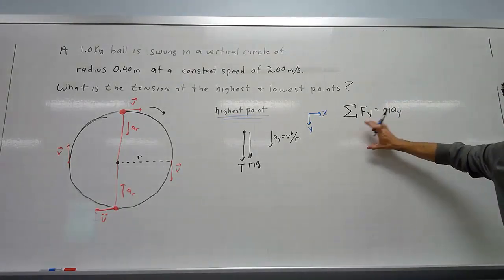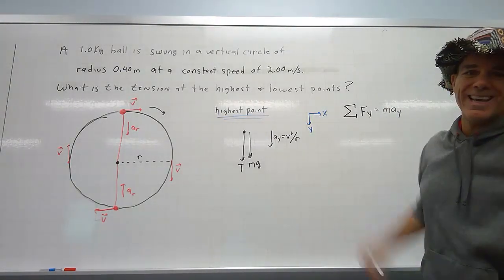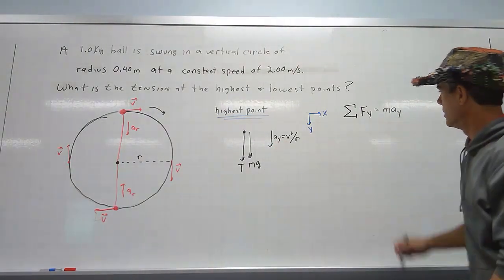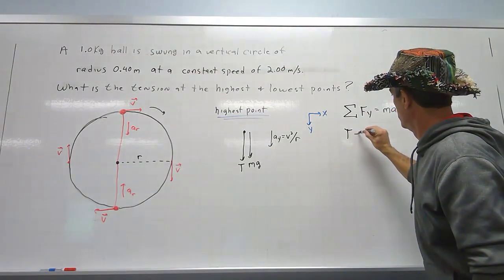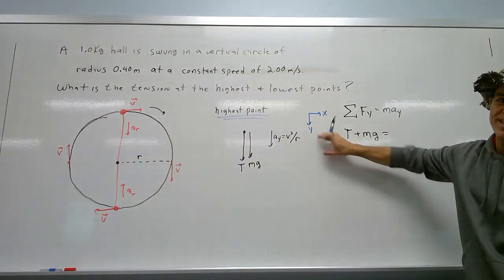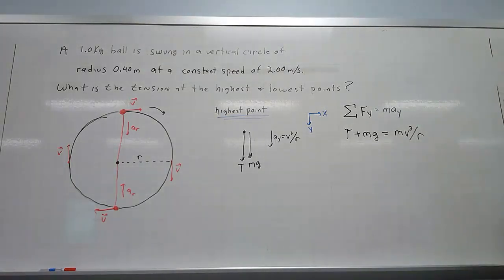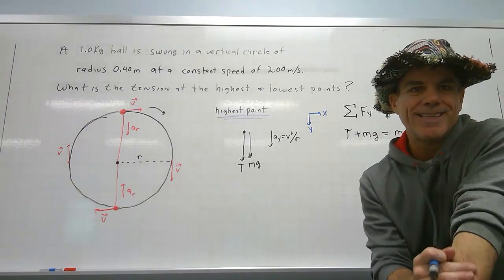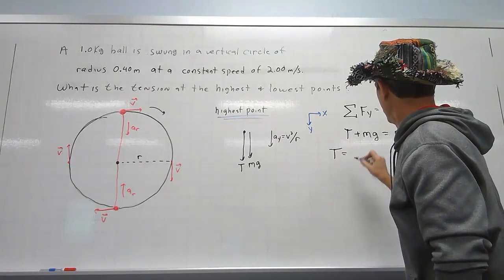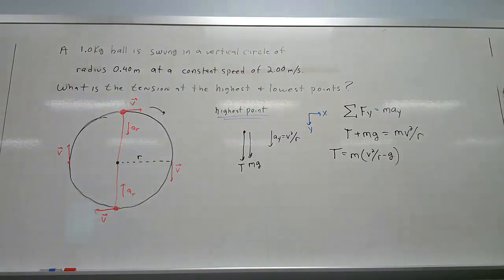Remember, sum of the forces is always forces in the positive direction minus forces in the negative direction. In this case, I've defined down as positive. Both of my forces, tension and mg, are in the positive direction. So the sum of the forces in the y direction just becomes tension plus mg. And again, acceleration points down, but I've defined down as positive, so my acceleration is just v squared over r. So what we get at the very highest point: tension plus mg equals mv squared over r. Solve for tension and you get m times v squared over r minus g.